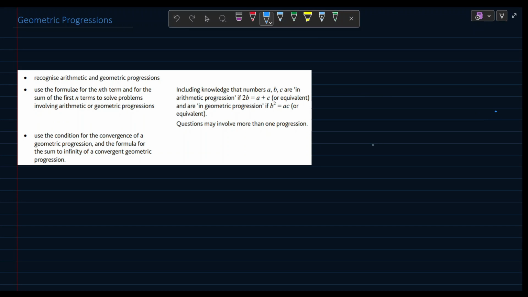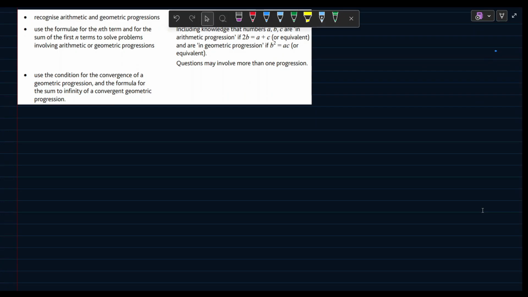Right, in this video we'll be looking at geometric progressions. Okay, so say we've got the sequence 2, 4, 8, 16, 32, and so on. Hopefully you can see that we've got a common ratio. We're multiplying by 2 to get to the next term.